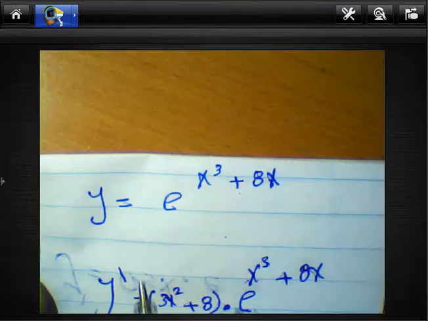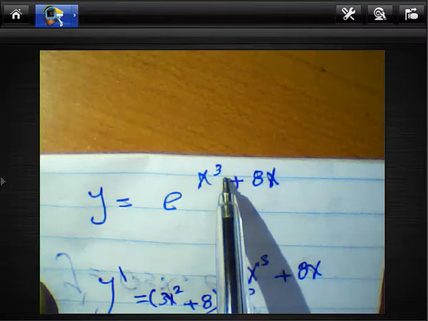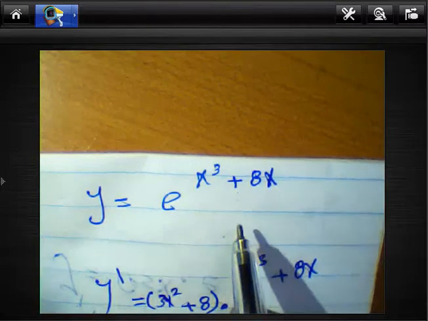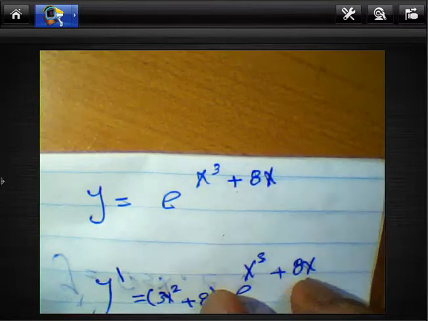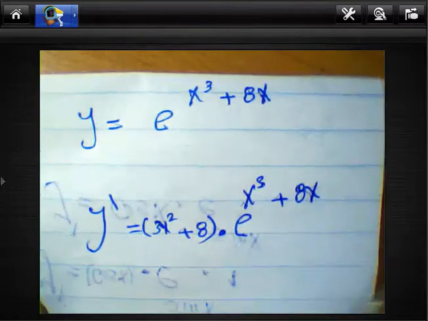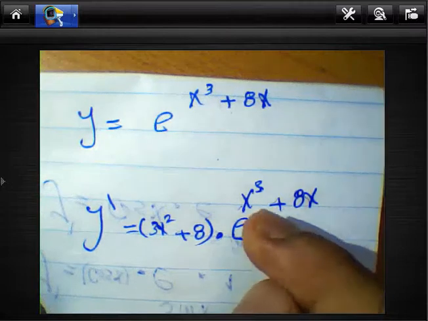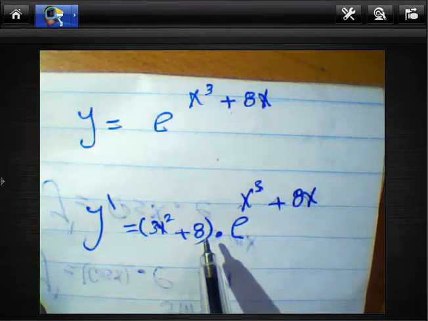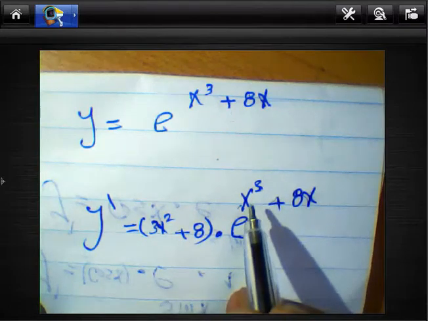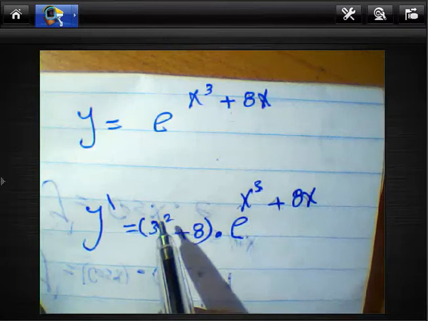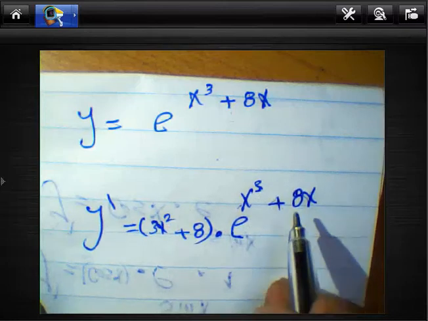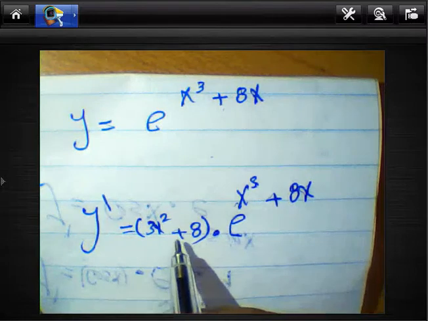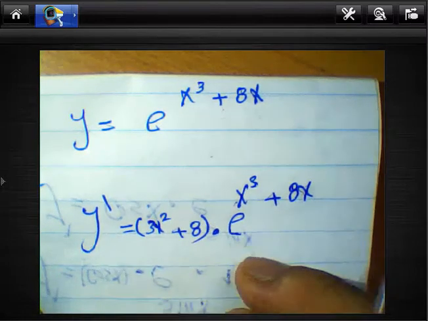Look at this example, y equals e^(x^3+8x). For the derivative of this function, we must write this function here and the derivative of this power behind it. We can find this function here, e^(x^3+8x), and the derivative of the power will be 3x^2 plus 8. x^3, the derivative of this term will be 3x^2, plus 8x, the derivative of this term will be 8. So the result will be (3x^2 + 8) in brackets multiplied by e^(x^3+8x).